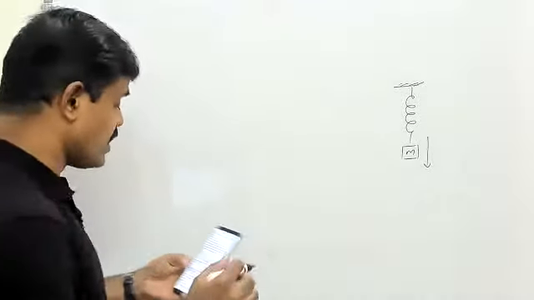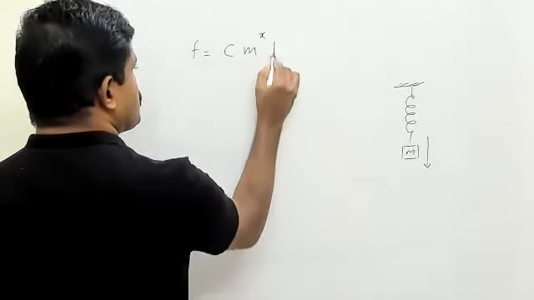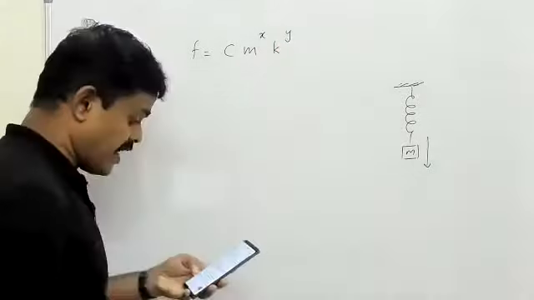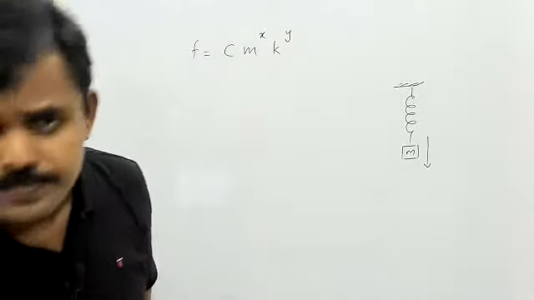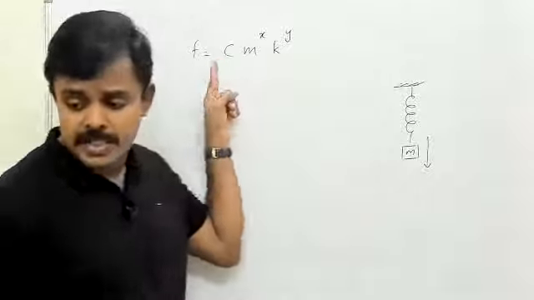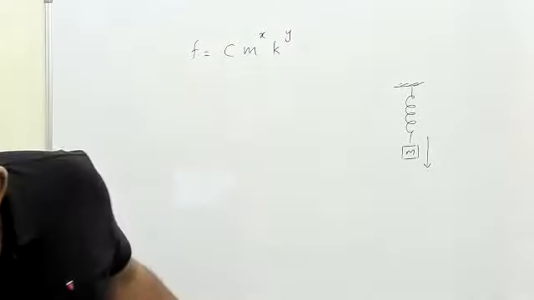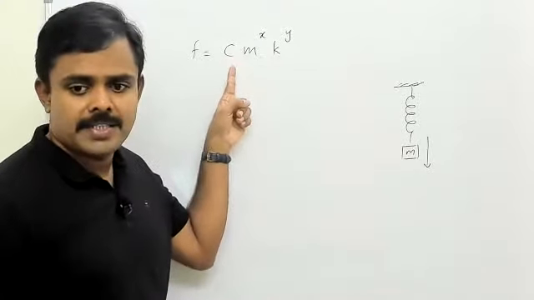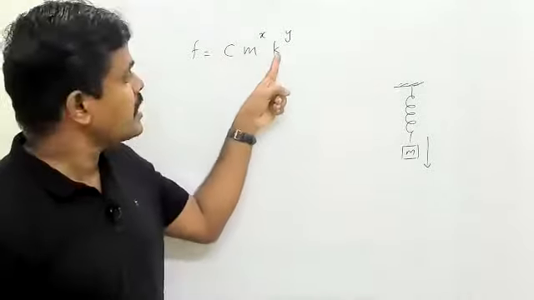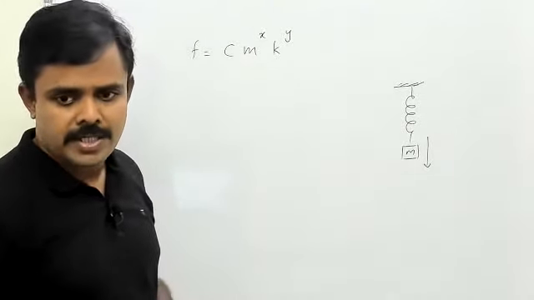So what do they say here? They say that frequency is given by C m raised to x k raised to y. They have directly given the equation. They are asking you to find out x and y. So easy. Usually this constant is taken as k, but this time they have given C because k has already been taken there. Spring constant is k.